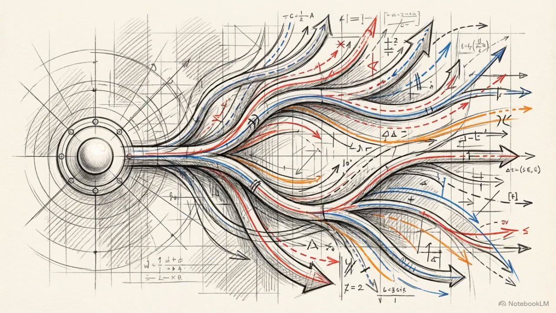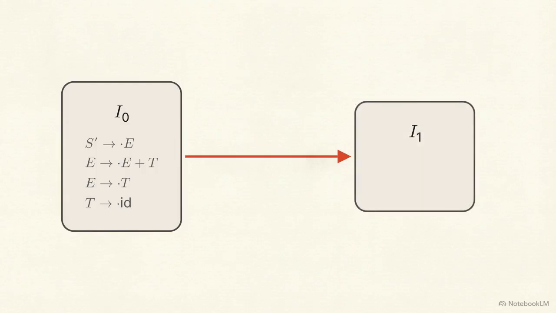It mathematically mapped out every valid path the parser could take from a standstill, generating the complete set of initial possibilities for state 0. With the initial state built, the parser needs a mechanism to move to the next state.